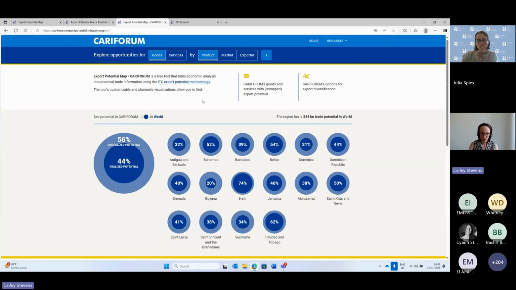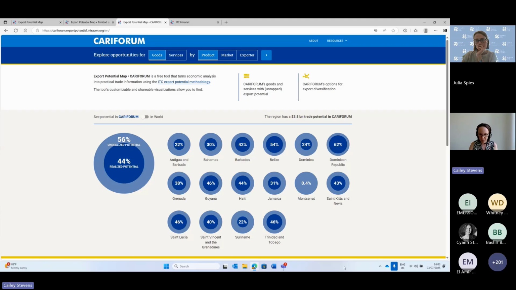In our customized versions, you have the ability to look at the countries. In this case, you can see the unrealized potential in each of the CARIFORUM countries in the world, but you can also see their potential within CARIFORUM. So it gives us the ability to look at unrealized potential in groups that are not available in the generic version. CARIFORUM is not a group that's available in the generic version, but Export Potential Map CARIFORUM does include that. So I think that's a really nice benefit here.